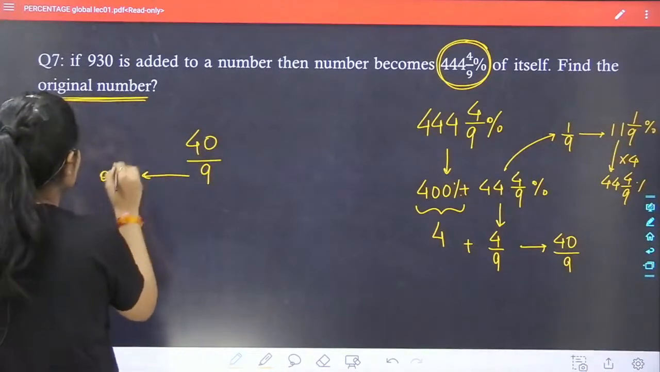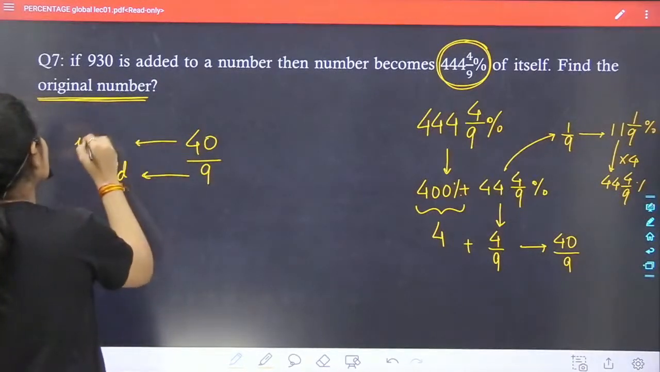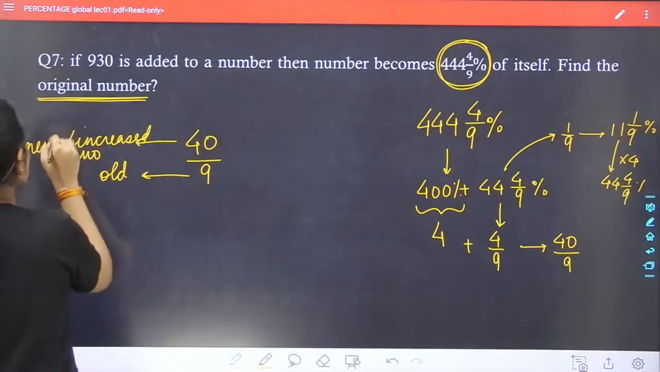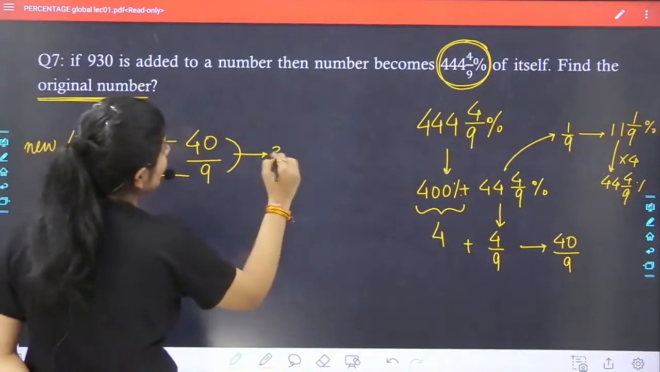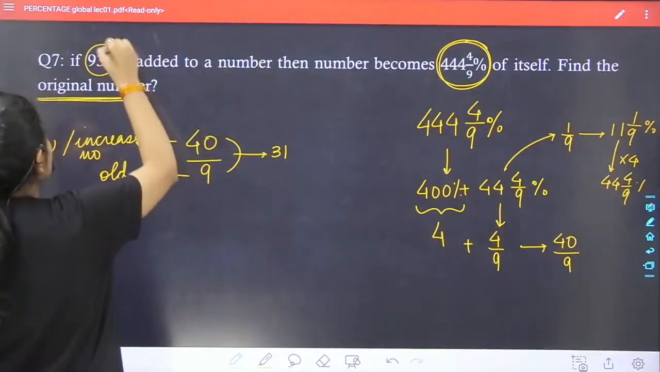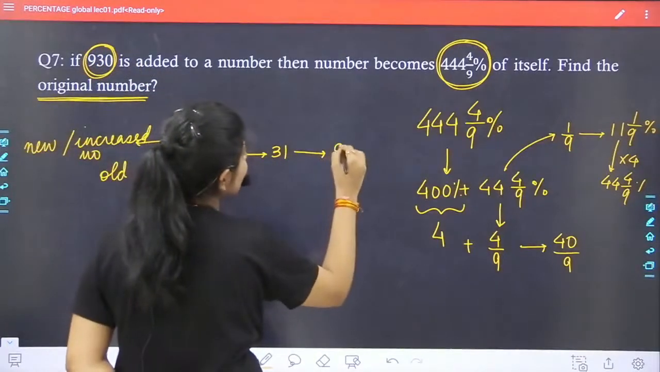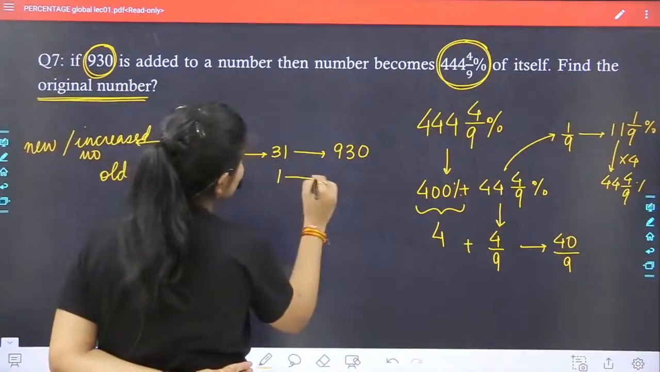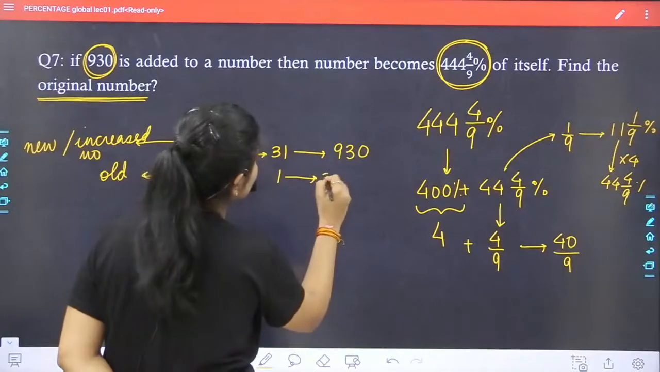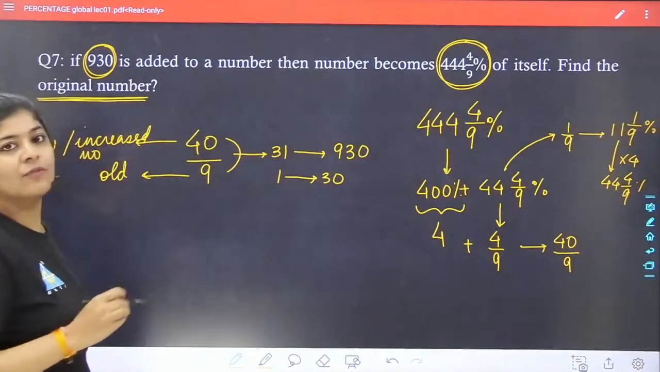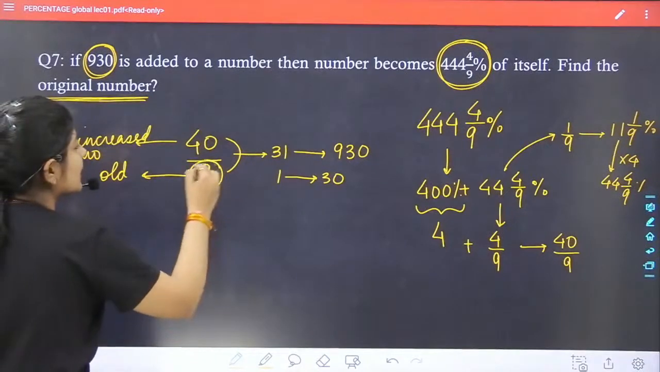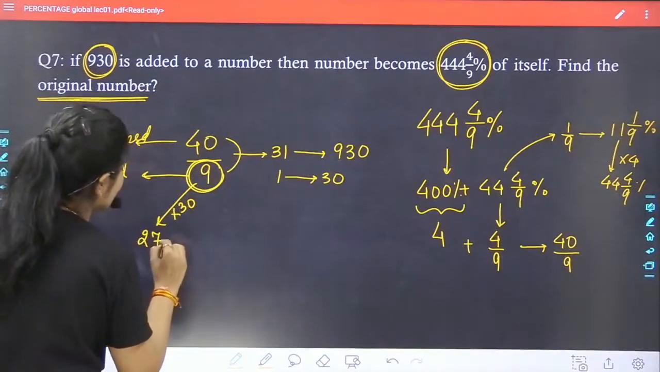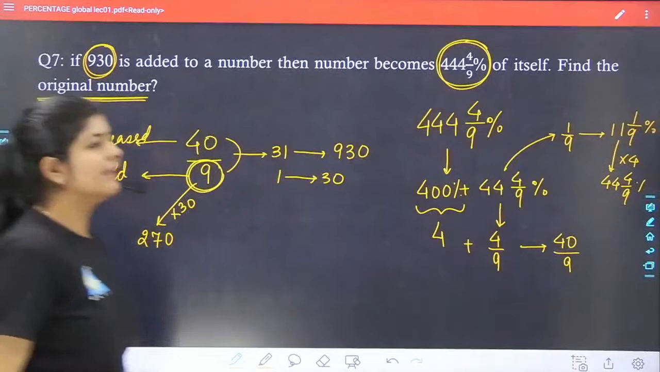If this one is my old number and this is my increased number, or we can say the new number, then there is a difference of 31 over here, and the value of 31 is given, that is because of this 930 which we added in the original number. So the value of 1 is equal to 30. So we have to calculate the original number, and the original number is nothing but 9. So we multiply it by 30 and we will get 270 as our answer.